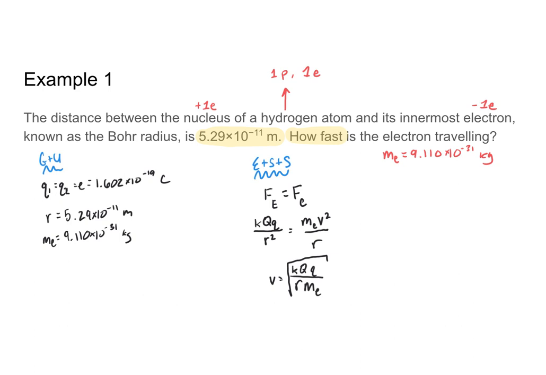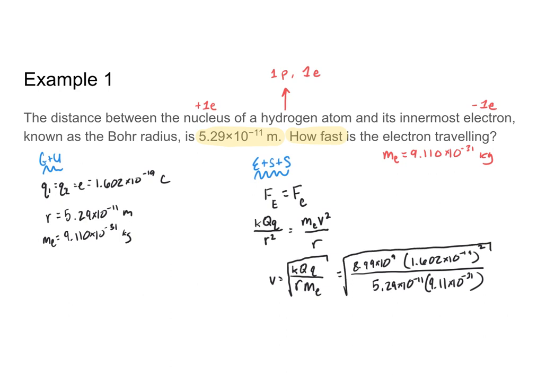If you don't trust me on the algebra, or if you want to go over the algebra with me, please feel free to ask me about that in class. But I'm going to go straight into plugging in my numbers. So K is 8.99 times 10 to the 9th. Q1 and Q2 are both 1.602 times 10 to the negative 19th coulombs, so I'm just going to square that number. The distance between my electron and the nucleus is 5.29 times 10 to the negative 11 meters, and we're going to multiply that by the mass of the electron, 9.11 times 10 to the negative 31st kilograms. And of course, at the very end, I'm going to take the square root of everything.